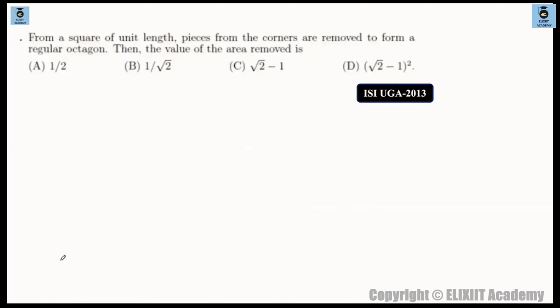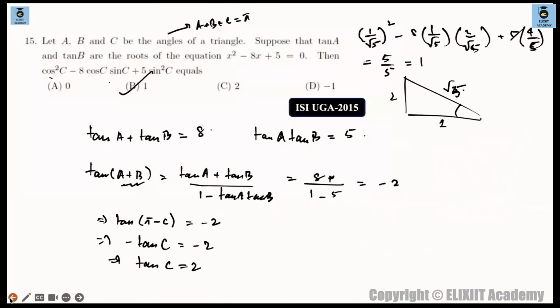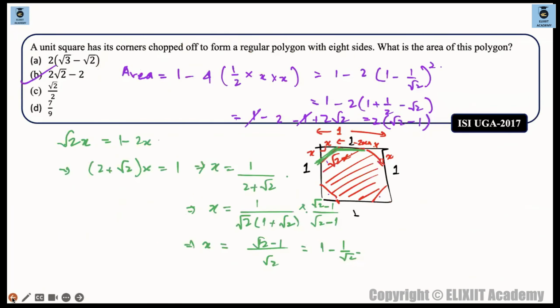Come on. UGA 2013. From a square of unit length, pieces from the corners are removed to form a regular octagon. Then the value of the area removed. Oh, this is the same question we were solving last class. A unit square has its corners chopped off to form a regular polygon with 8 sides, meaning an octagon. We have to find the area of this polygon.